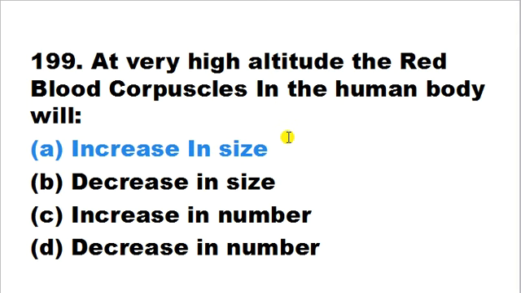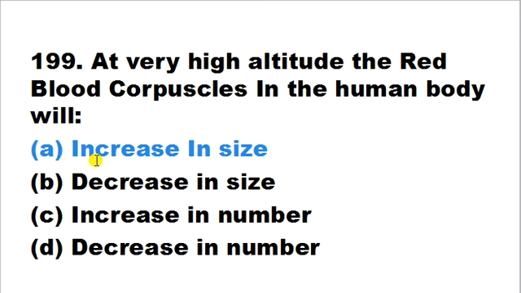So whenever we go to high altitude, our cheeks get a red color. Why? Because there is an increase in RBC size as well as an increase in hemoglobin. So this causes red cheeks to develop when we go to high altitude. So here the correct answer is A. Whenever we go to high altitude, the red blood corpuscles increase their size.